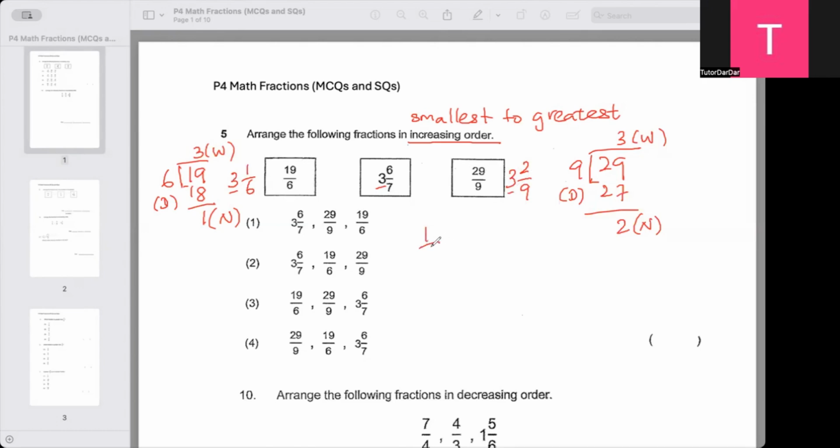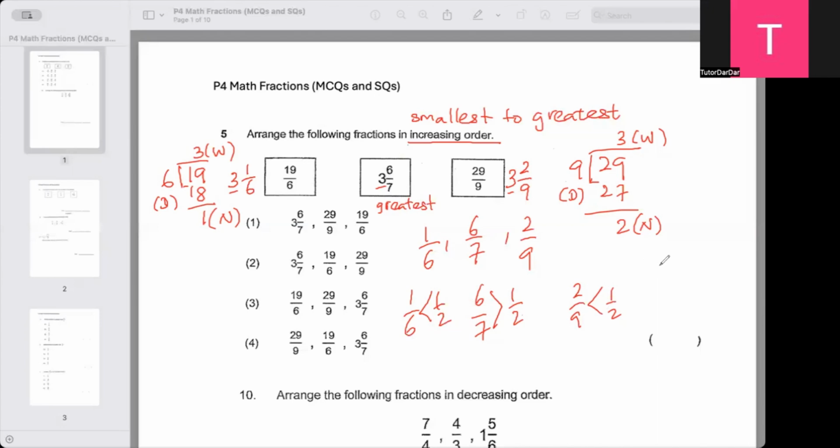So let's start with 1/6, 6/7, and 2/9. Based on this, you can see 1/6 is less than half. 2/9 is also less than half. Whereas 6/7 is greater than half. So we can see this is the greatest number. 3, 6/7 will be the greatest number.